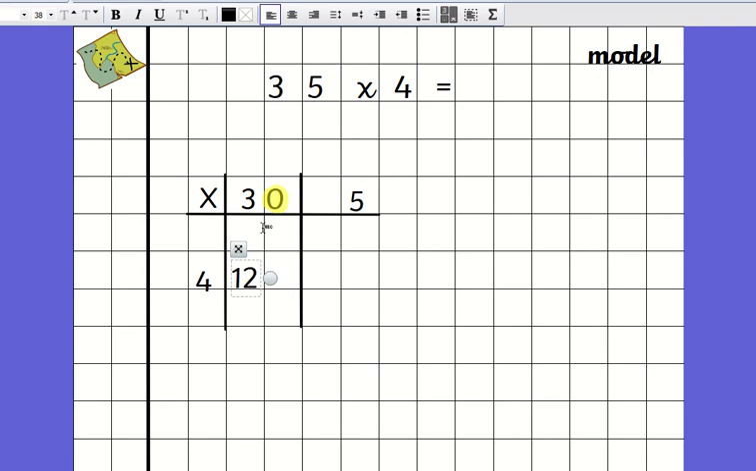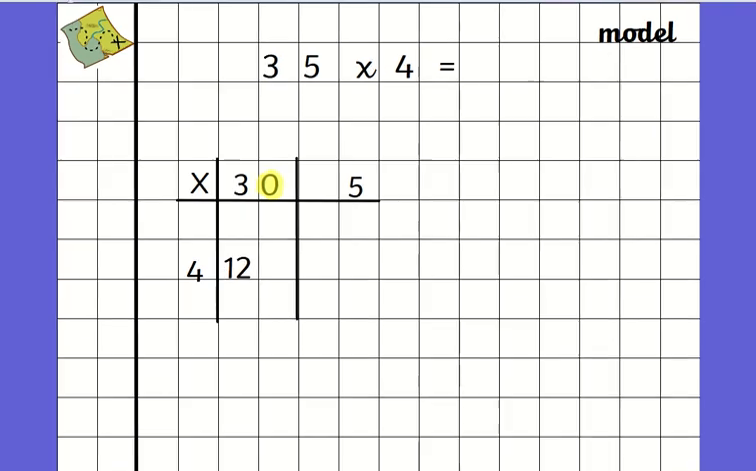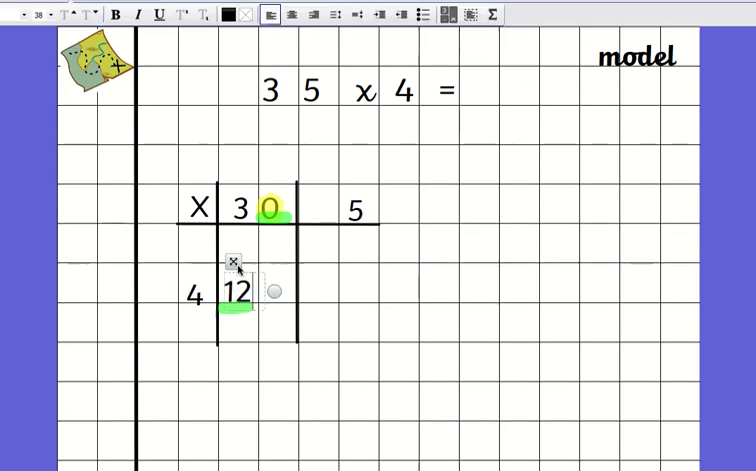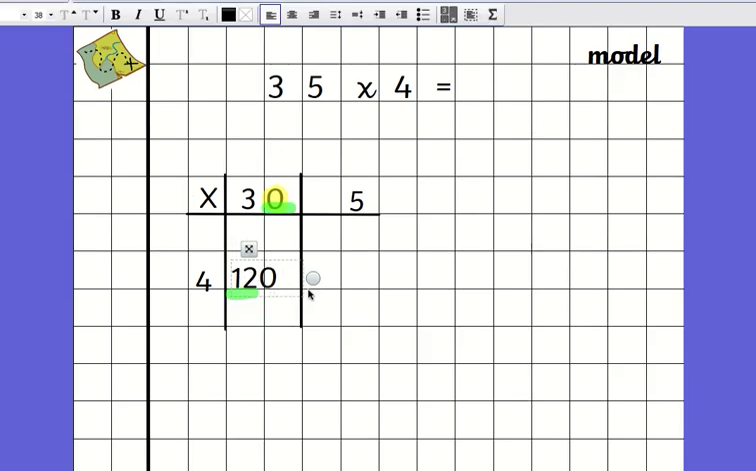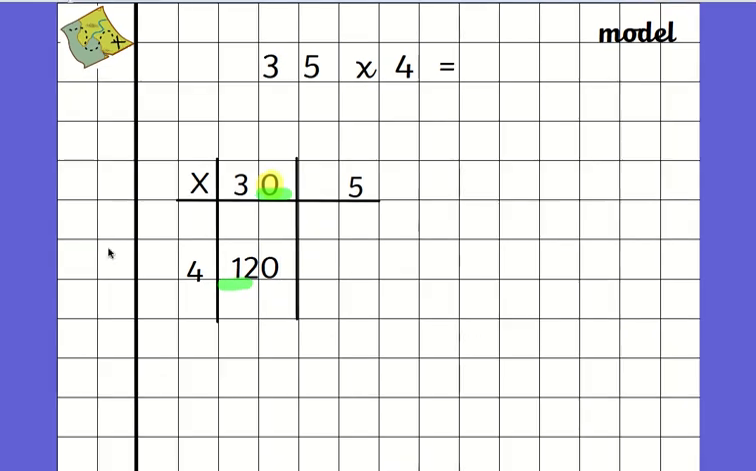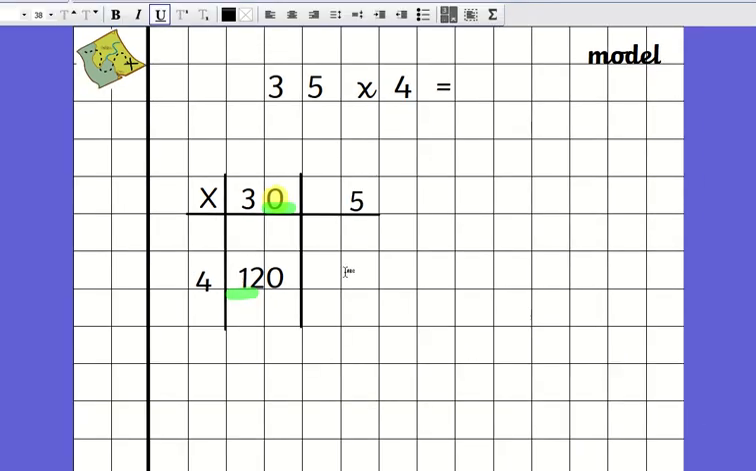But I cannot forget about this number. It's really important that we remember this exists. And because of that, we now need to times this number by 10. 12 times 10 is 120. Okay. 5 times 4 is 20. You can do this in your head, that's fine. So the answer is 140. Okay. Making sure you've got one number per square. It's a bit harder for me when I'm typing, but there you go.